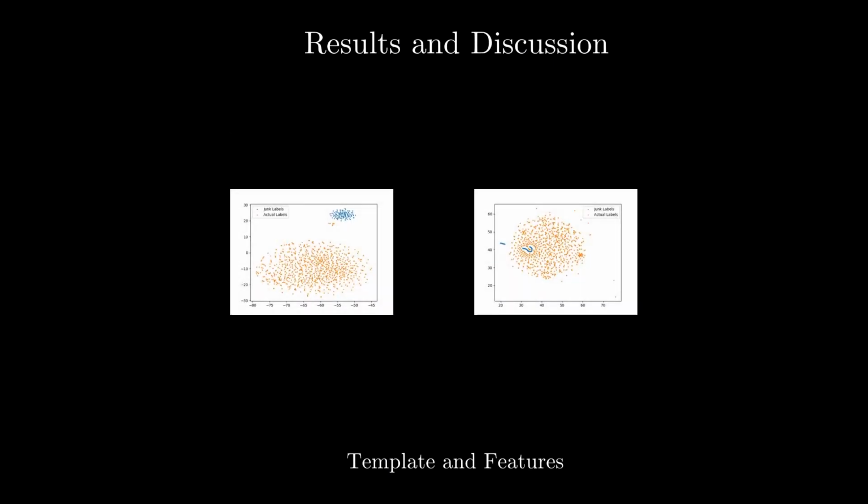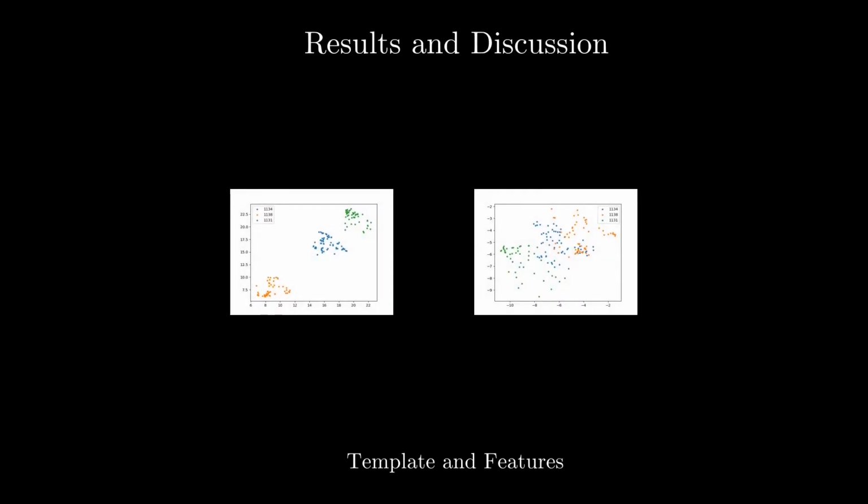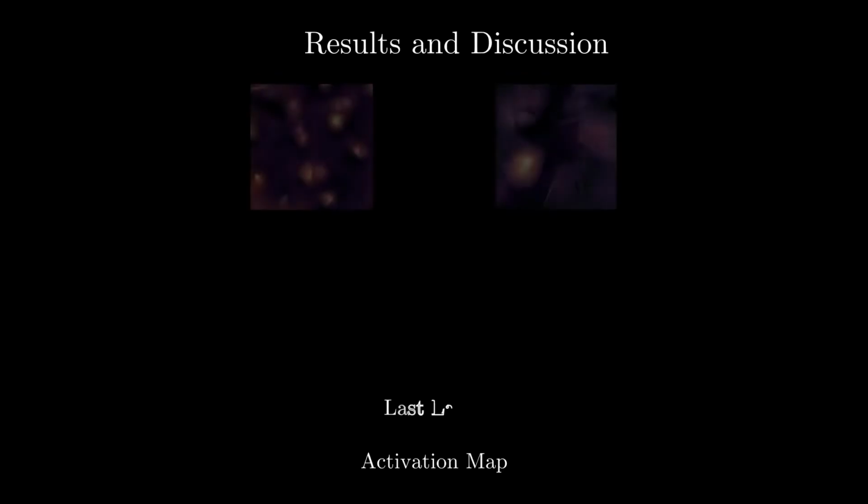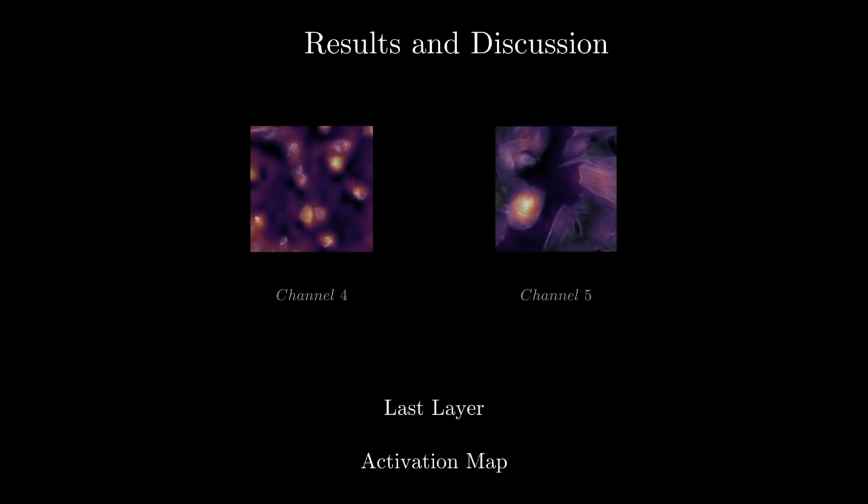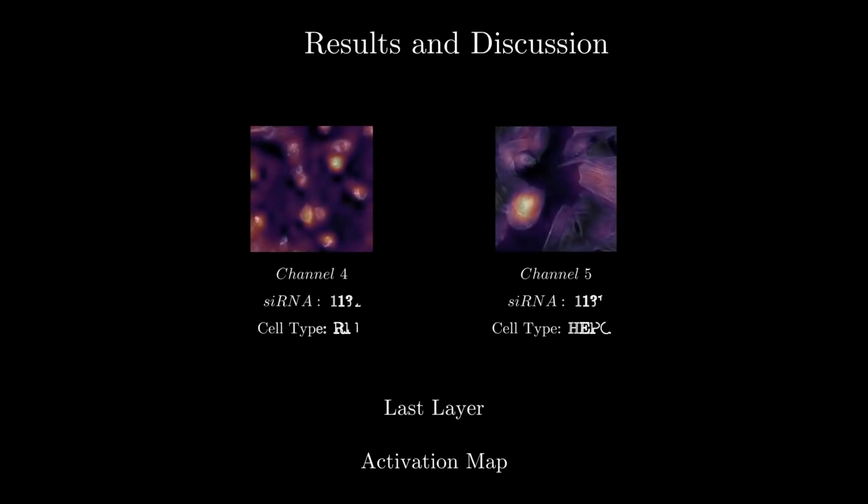You can see in the scatter plot of template vectors that after the introduction of pseudo labeling, the scatter plot becomes much more spread out. Similarly, the scatter plot for feature vectors shows that after the introduction of pseudo labeling, the clusters are much tighter. Finally, to understand what the network has learned, let us look at the Grad-CAM visualizations of the last layer. These activations are overlaid on a particular channel.